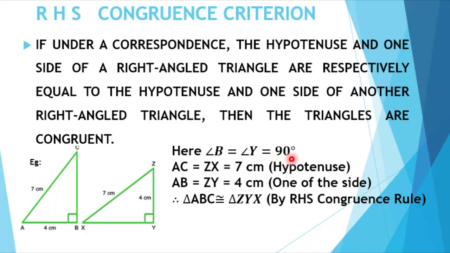Second is H. H stands for hypotenuse. So here AC equal to ZX equal to 7 centimeter, which is the hypotenuse. See children, here AC is 7 centimeter. We are not taking XZ because XZ is the same as ZX, but to obtain the correct correspondence between the vertices, we have to write ZX.